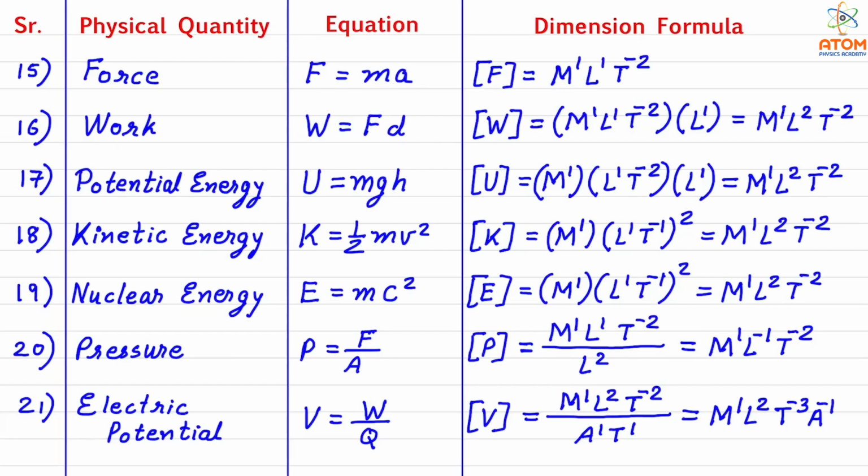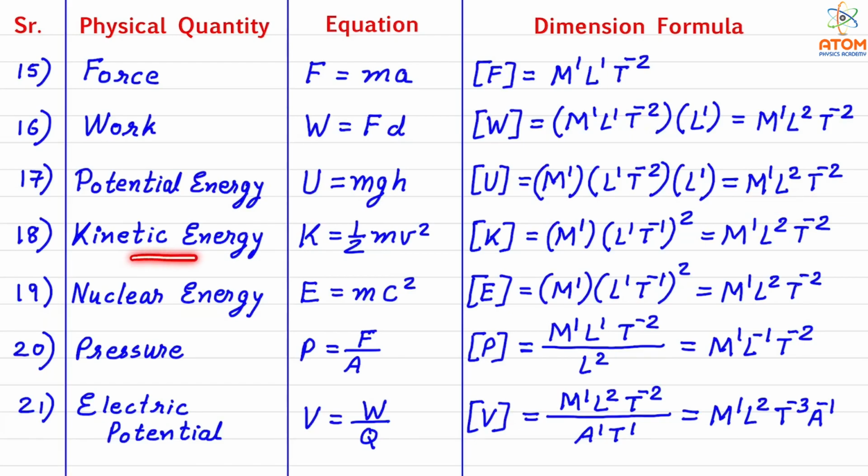Let us see. Potential energy. You have learned this equation, U is equal to mgh is the potential energy, where m is mass, g is gravitational acceleration, and h is the height. And so we can write for mass it is M1. For g, see, g is a gravitational acceleration, so it is one sort of acceleration only. And for acceleration we know the dimension formula, that is L1 T raised to minus 2, and height is one sort of distance, so it is L1. So as a whole the dimension formula will be M1 L2 T^-2.